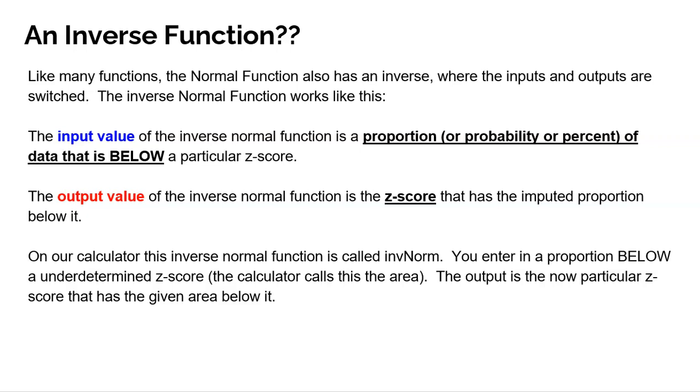So on our calculator, the inverse normal function is called invNorm, I-N-V norm. It's right underneath normalcdf, which is our normal function. So keep in mind here, you enter in a proportion below an undetermined z-score, and then the calculator will give you the z-score that has the inputted proportion below it. Sounds a little bit confusing, so let me draw you a quick picture.